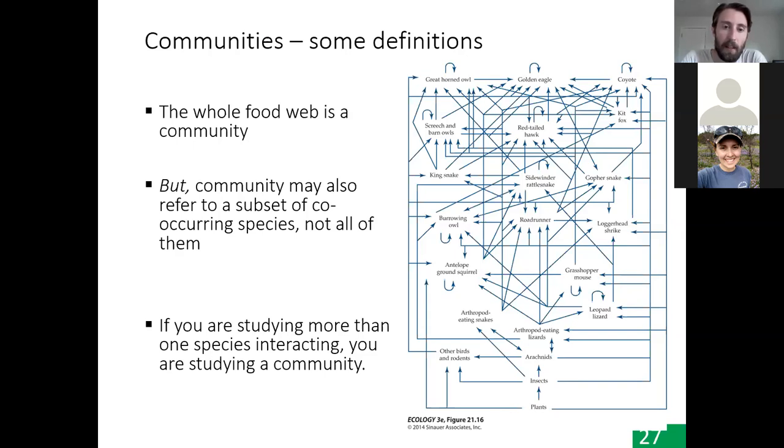And so you could call an entire food web for a given location a community. But you could also talk about just subsets of the interactions that are taking place in this food web and call that a community as well. So basically anytime that you're studying more than one species and how they're interacting with each other, you're studying a community, and you can define that community at any level. It can be as small as just two species interacting with each other up to an entire food web.